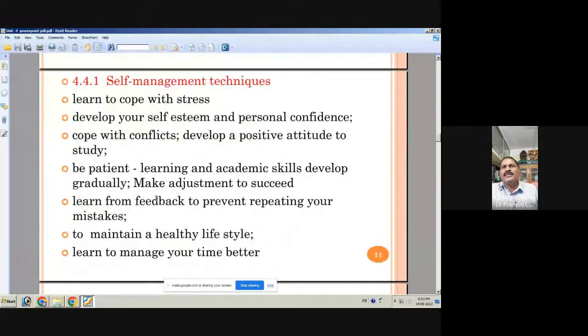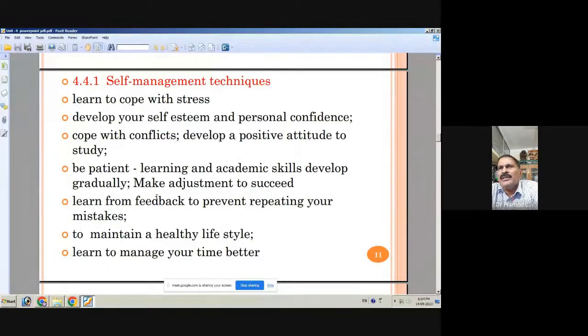So what are these self-management techniques? How can we reduce the stress? You know that when we are doing something, at that time we are living in stress and strain, and sometimes we are not in a position to face the situation. So there are different types of self-management techniques.